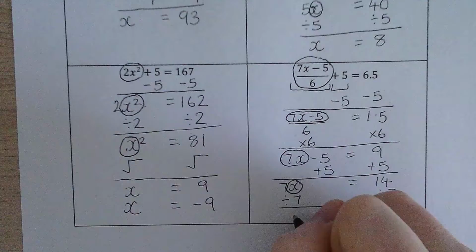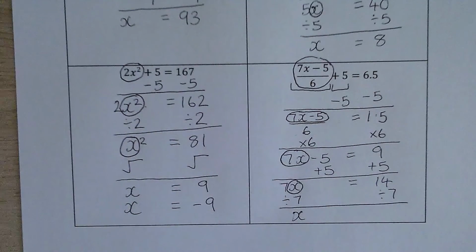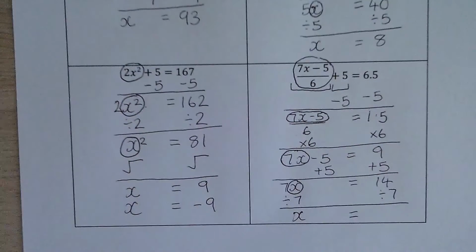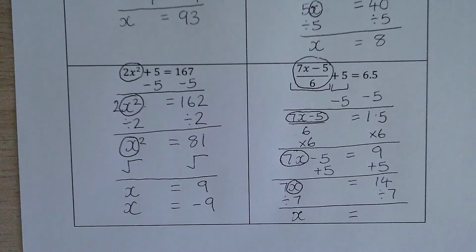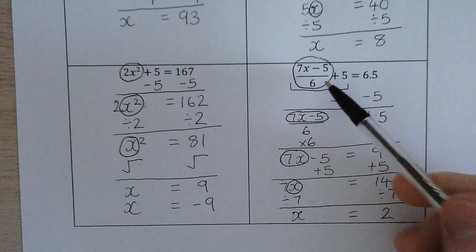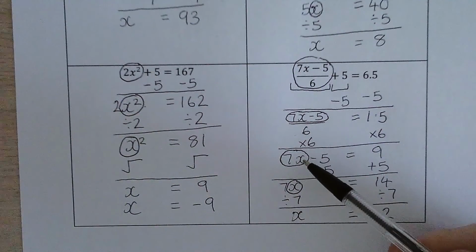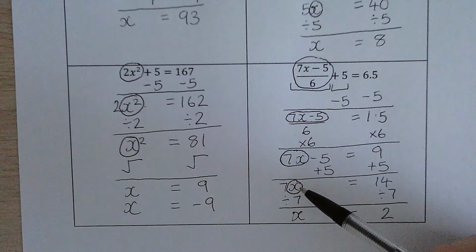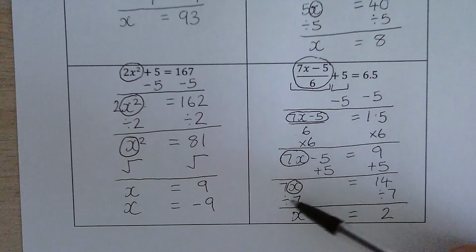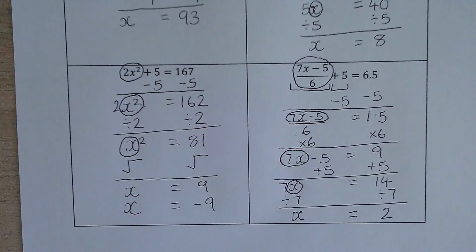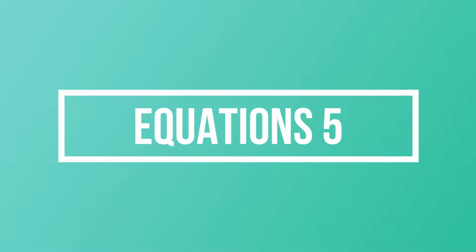7x divided by 7 is just x. The equal sign drops down. And 14 divided by 7 is equal to 2. Notice in this question, the algebra that we're isolating on each step gets less and less until we get to just x. So the final answer for this question is x equals 2. That concludes today's lesson on equations.